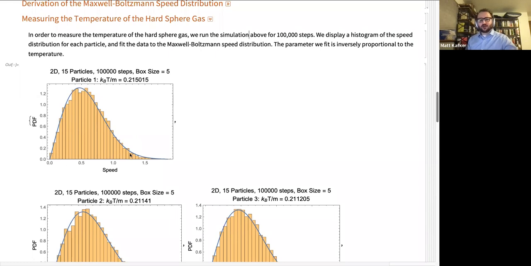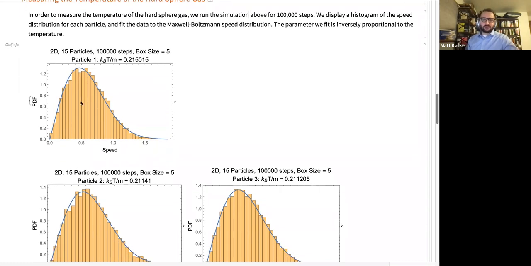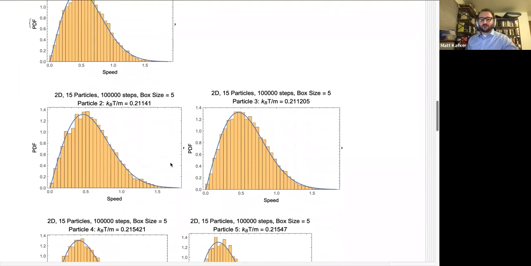Particle 1 takes all of these speeds over the course of the simulation, and they form some sort of distribution. We perform a parameter fit, which is what this blue curve is, and it's a single parameter, and that parameter is going to be m over kBT. So 1 over that parameter that we fit is proportional to the temperature. And we know kB, and we know m, so we know the temperature. And we did this, and we get some number, 0.21, for particle 1.